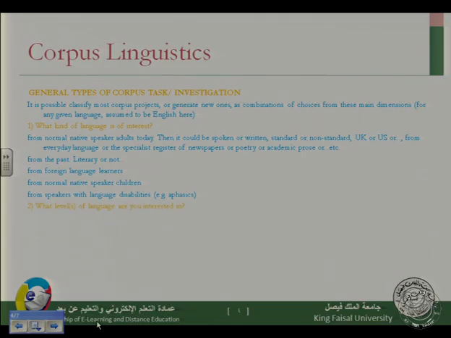Second question, what levels of language are you interested in? Is it at the level of vocabulary, lexis, or is it grammar and syntax, or is it sounds and intonation, sorry? Is it spelling and pronunciation, or is it text, discourse, rhetorical structure? So starting from vocabulary, grammar, sounds, spelling, or a text, a discourse, or pragmatics, how people use the language in their daily life. This is very important, pragmatics.